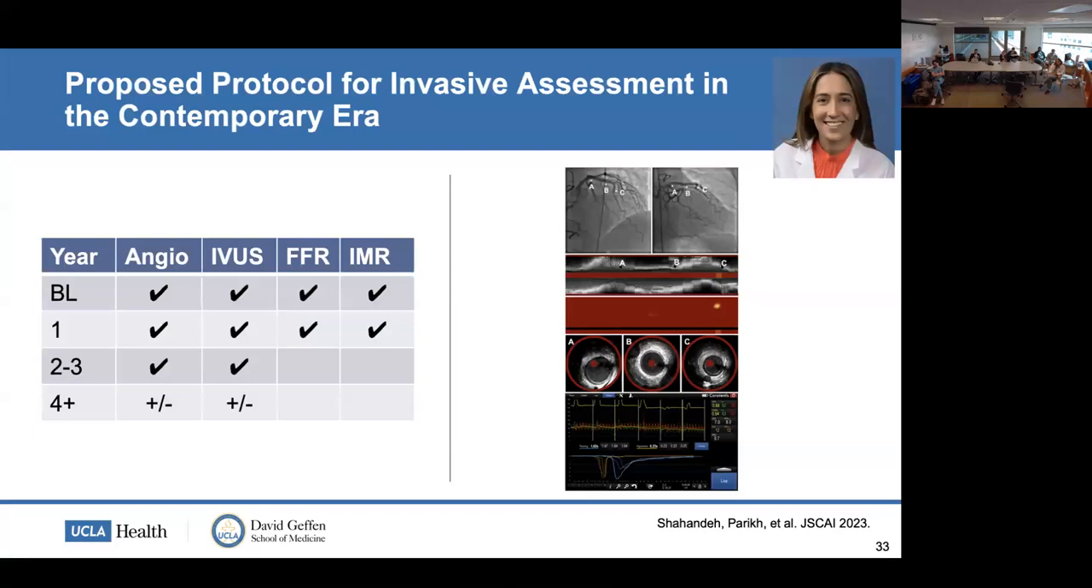And so in our review paper, we proposed, based on all this data, a protocol for the invasive assessment in the contemporary era, which involves doing angiography and IVUS at baseline, 1, 2, and 3 years, but then also doing coronary physiology at baseline and 1 year, giving us prognostic value, with angio and IVUS as needed, depending on what's found during the first 3 years. I think adoption of this protocol, given the current institutional variability, is going to require further prospective studies and obviously guideline endorsement.